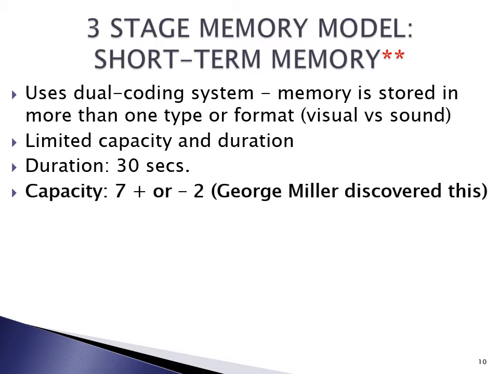So George Miller studied that the capacity of short-term memory has a 7 plus or minus 2 things. So if I give you a random list of 10 things, chances are good you will remember at least 7 plus or minus 2. So that's anywhere from 5 to 9.